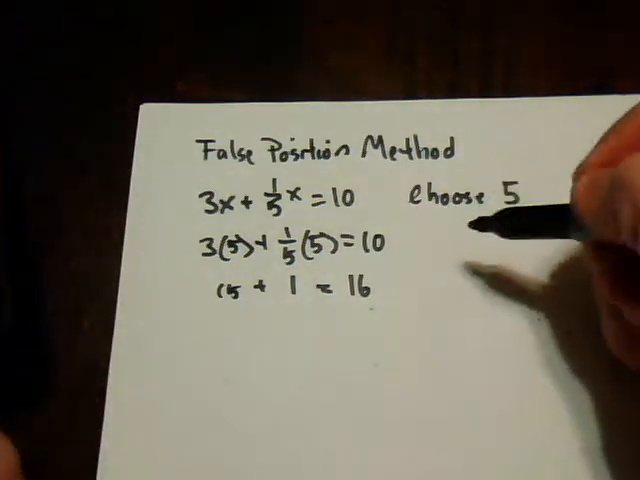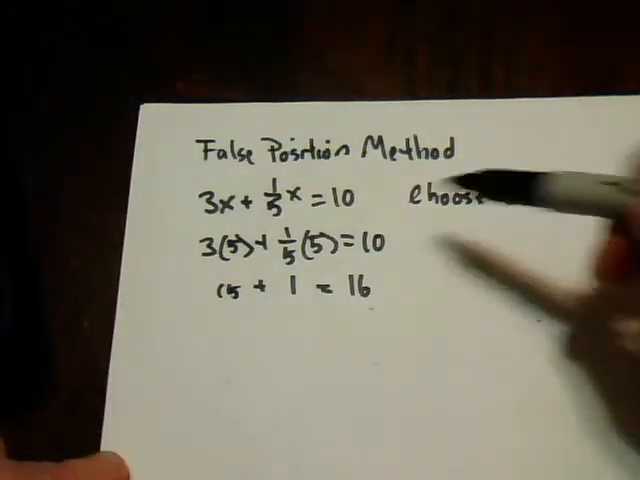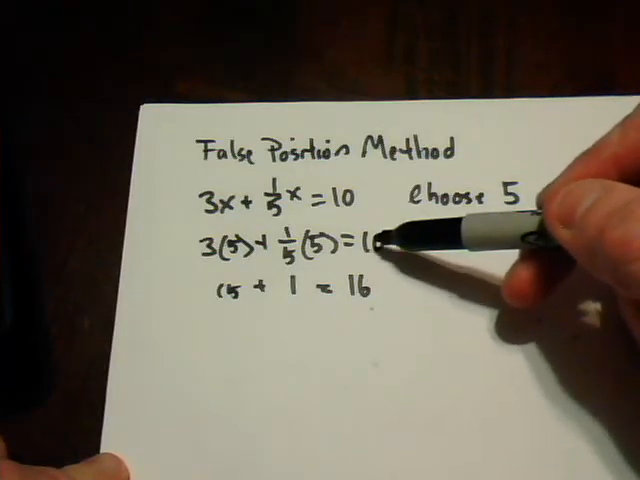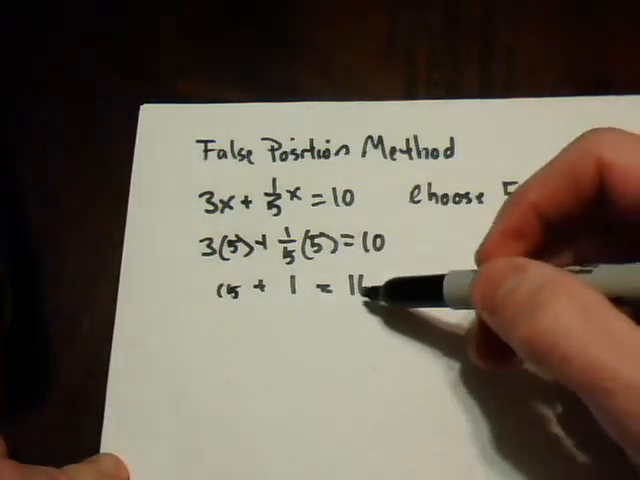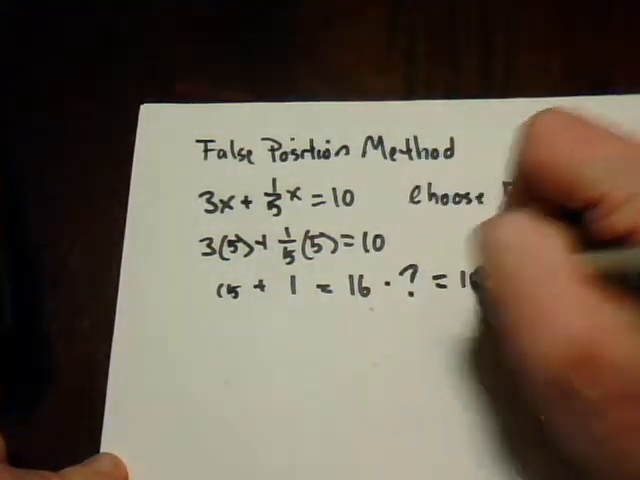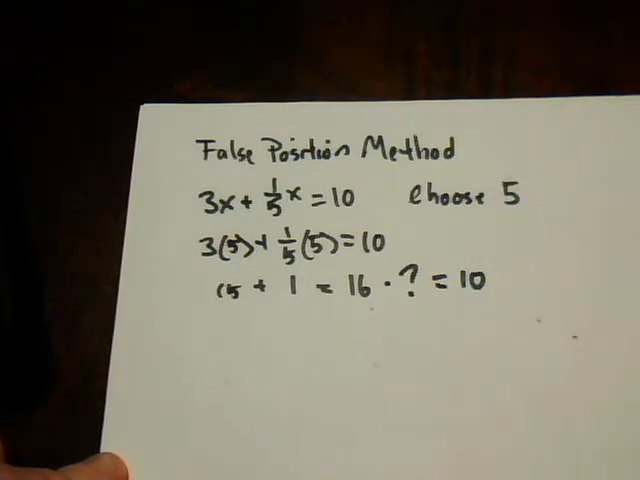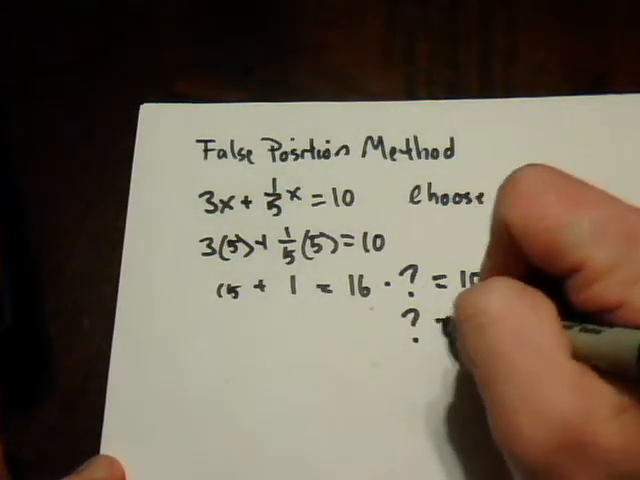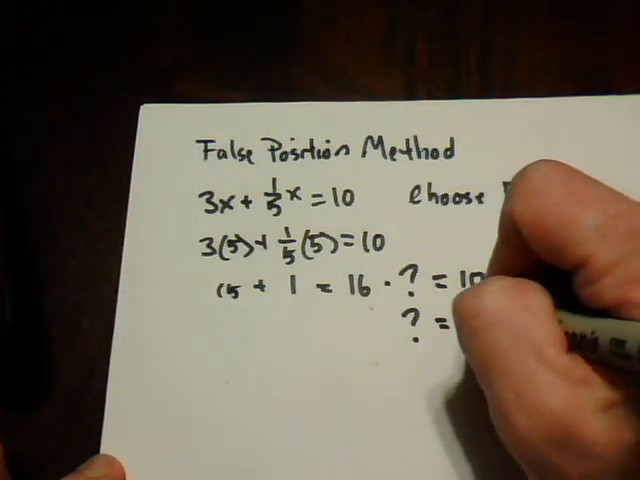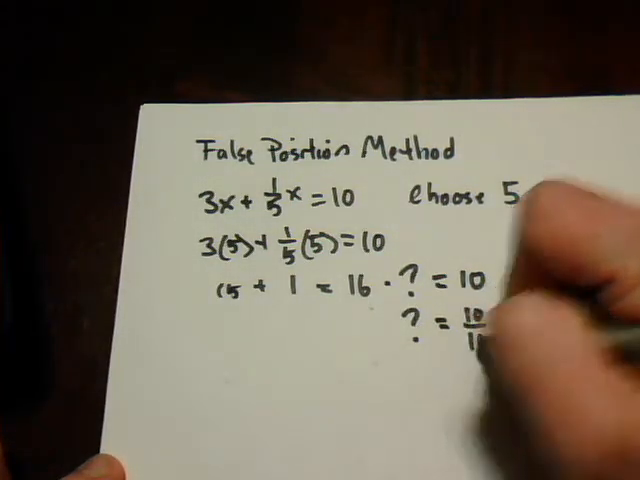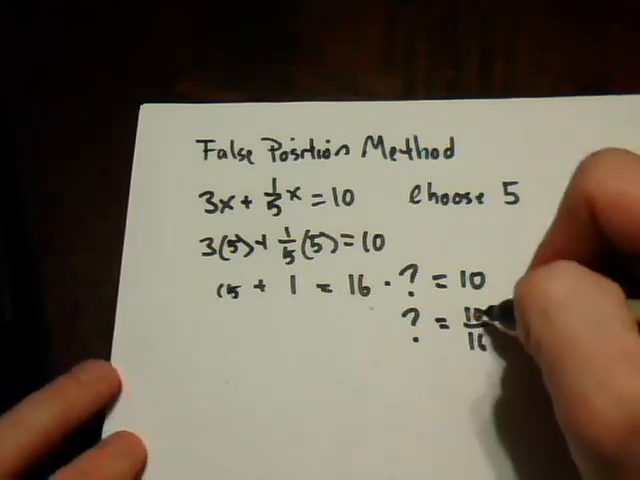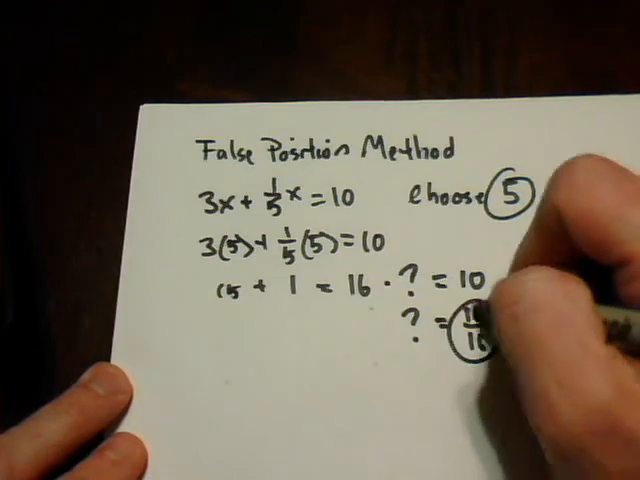So this was our guess, and this is our guess answer. We are over by 6. All right, so how do we find 10? This is our guess, we have 5. 16 times some number equals 10. Well, we're smart people, and we know that 16 times 10 over 16 gives us 10. Great. So we have our guess, and we have this.